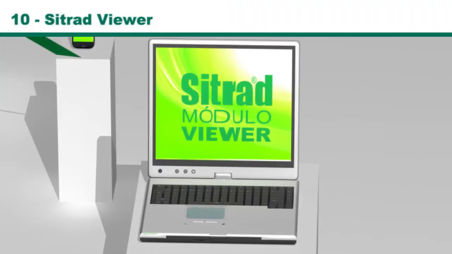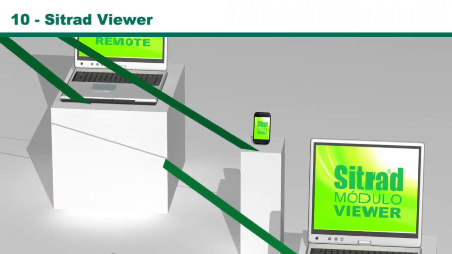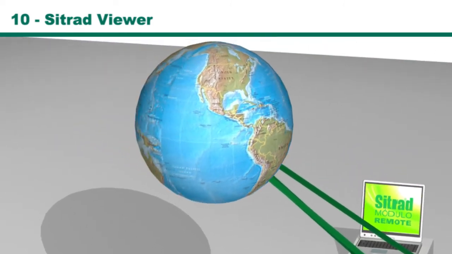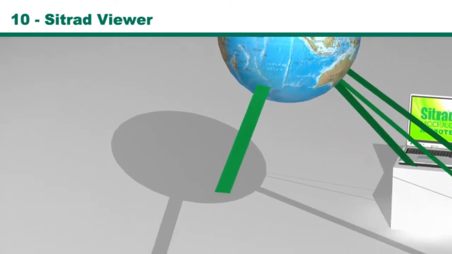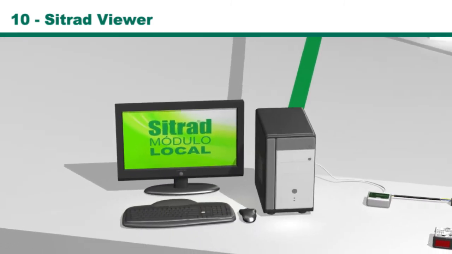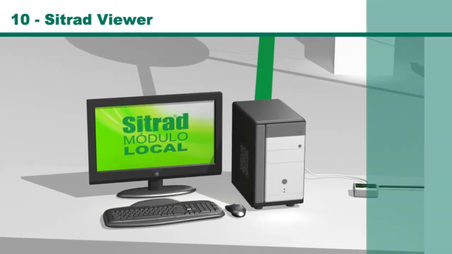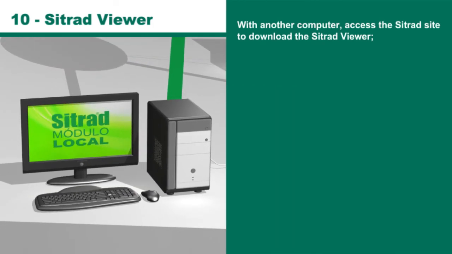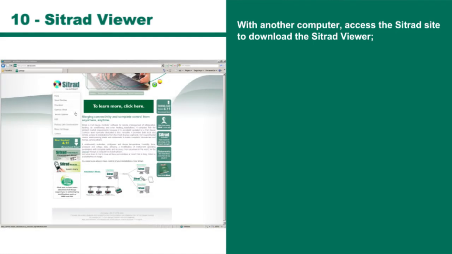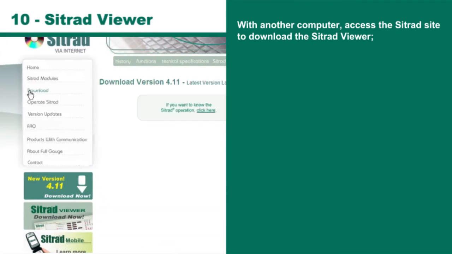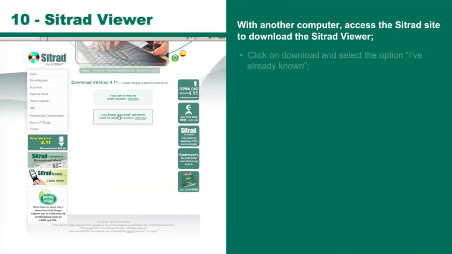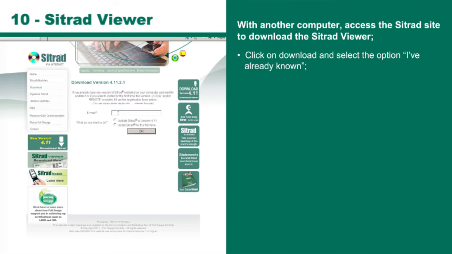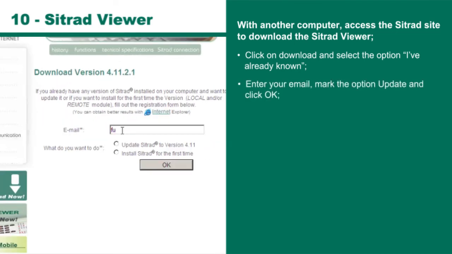Sitrad Viewer. With Sitrad Viewer, you have a remote monitoring central and can view multiple installations on one screen. With another computer, access the Sitrad site to download the Sitrad Viewer. Click on Download and select the option I've already know. Enter your email. Mark the option Update and click OK.